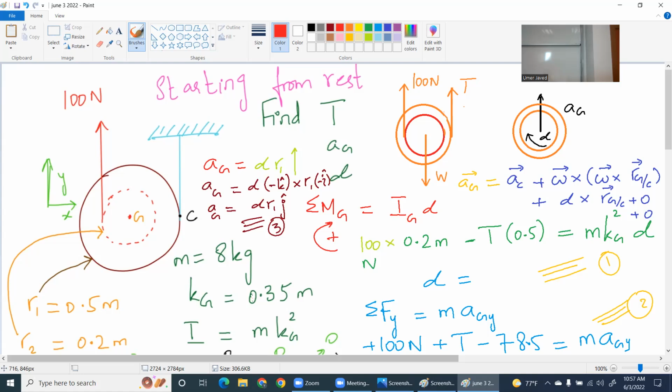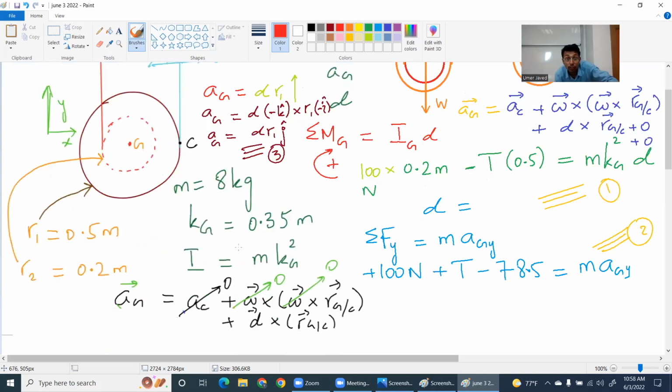So just to involve everything, Ghazal, you also do it. Summation of moments about C is equal to IC alpha. Write it down. Then do it equal to IG alpha plus MAGD, and do this whole problem. I have given time. Not sure whether everyone is writing it. So now I will do it for you.